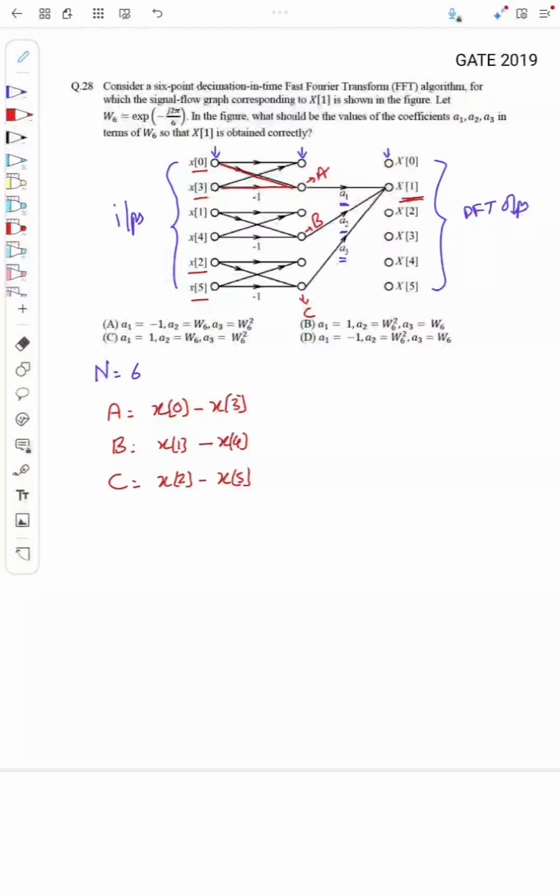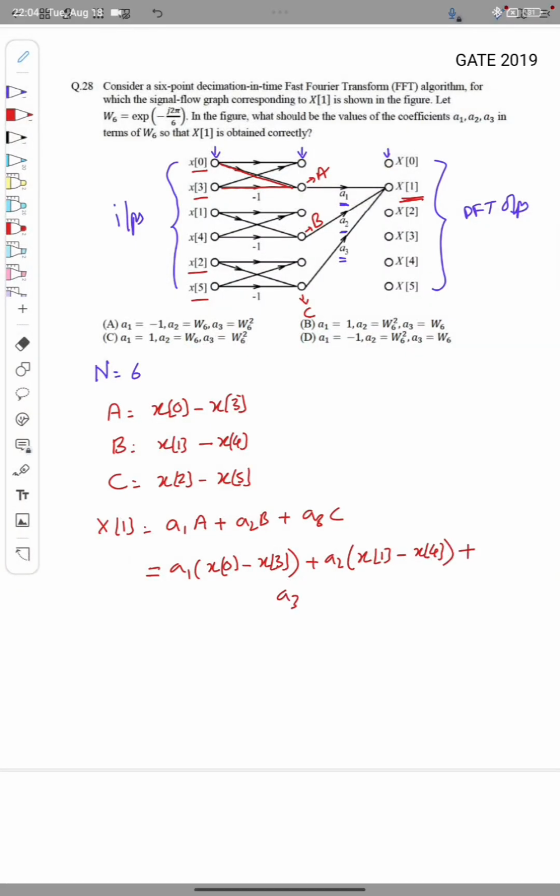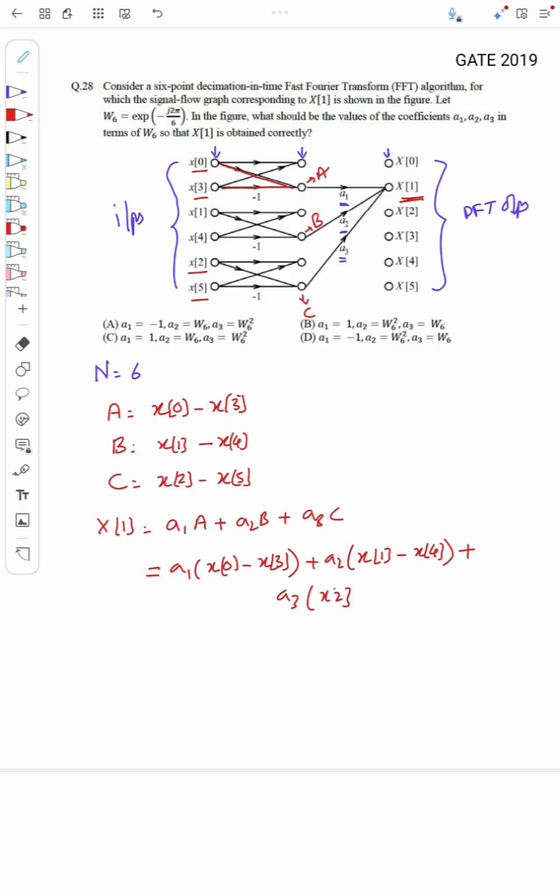So what will be x of 1? x of 1 will be, from the figure, a1 into a plus a2 into b plus a3 into c. Or if I substitute the values of a, b, c, it will be a1 into x of 0 minus x of 3 plus a2 into x of 1 minus x of 4 plus a3 into x of 2 minus x of 5, right?